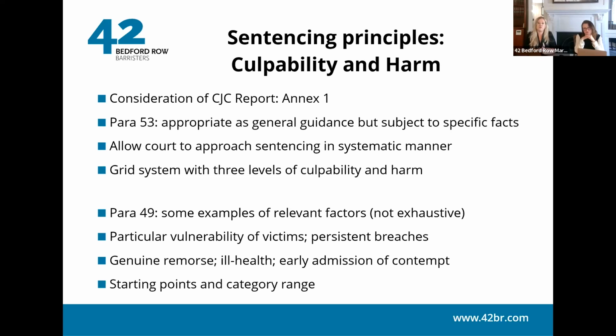Some examples of factors which certainly were not meant to be exhaustive were set out at paragraph 49, noting particularly, for example, the vulnerability of a victim or the fact that there's a persistent breach. That was likely to be an aggravating factor, fitting into both culpability and harm, depending on what the issue was. Some mitigating factors, showing less culpability or less harm, might be genuine remorse, ill health, or an early admission of the act which is in contempt.